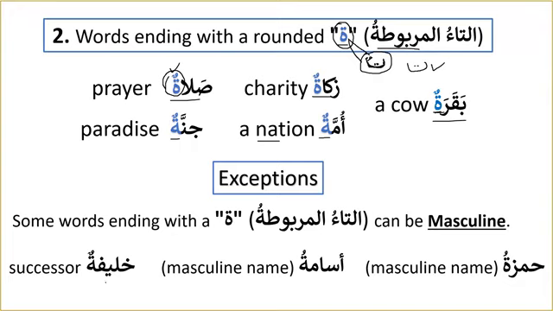Some words ending with ta marbuta can be masculine. For example, khalifatun, a successor. When you look at the meaning in English, you will come to know that khalifatun in the Quran, inni ja'ilun khalifa, is used as masculine. So khalifatun is masculine. Similarly, Usamatu and Hamzatu are masculine names, but they do not have tanween, and there is a reason for that.